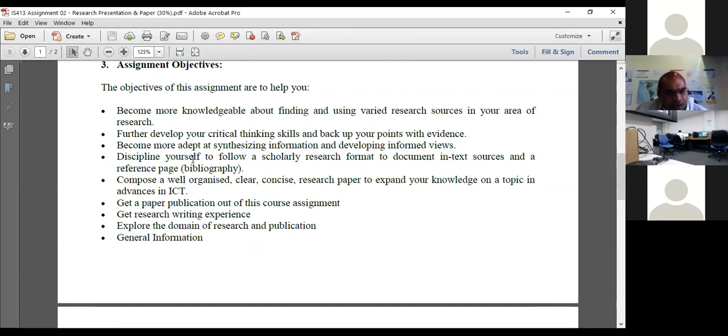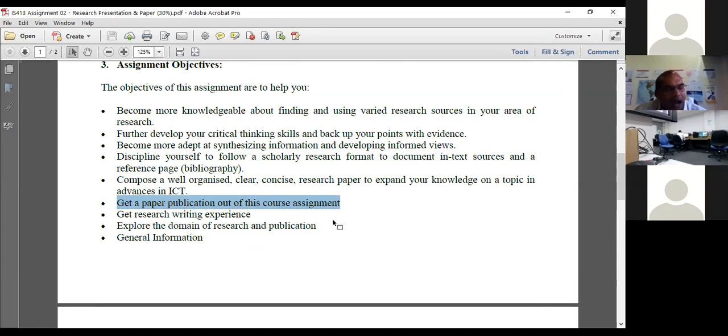But the main objective is to learn how to write a research paper and get a paper publication out of this course assignment. So at the end of 12 weeks, in week 15, you are going to submit your research paper. I'm going to mark it, I'm going to assess it towards your grade in this course.